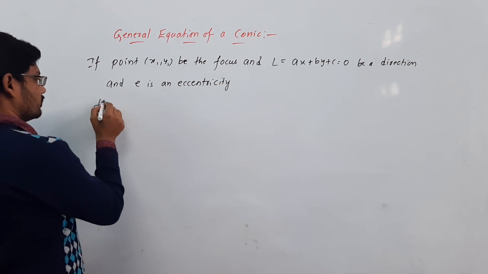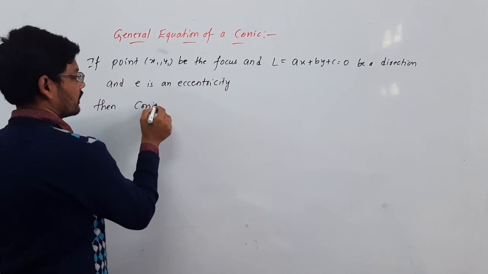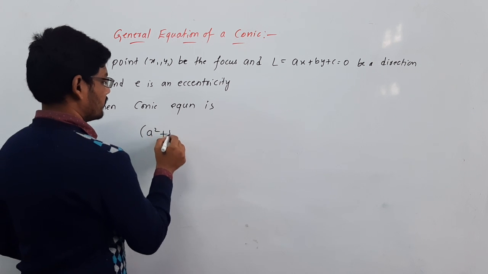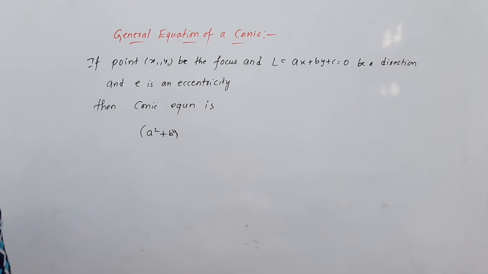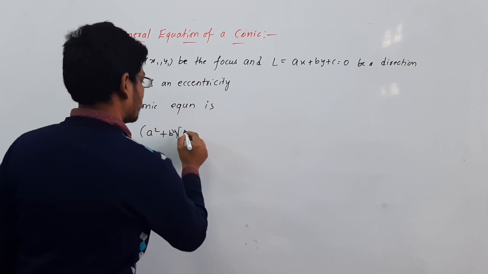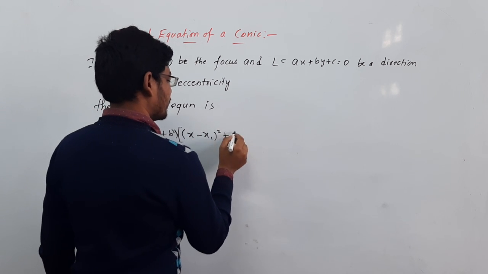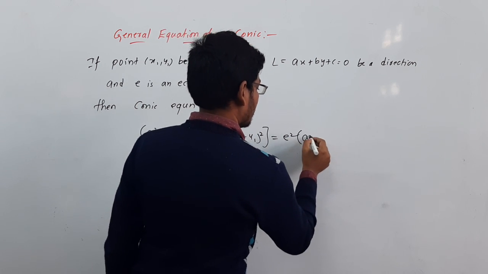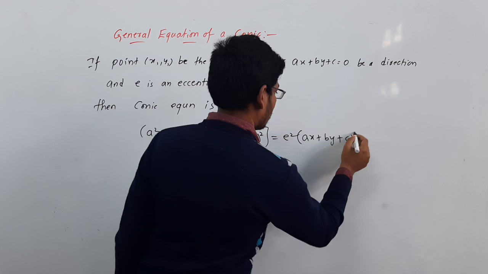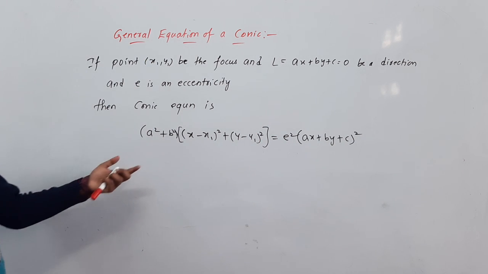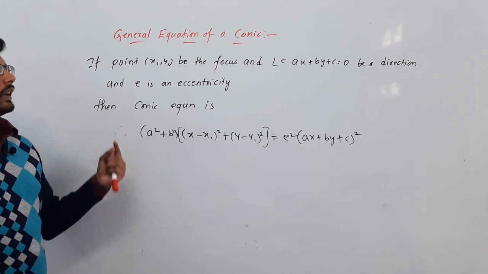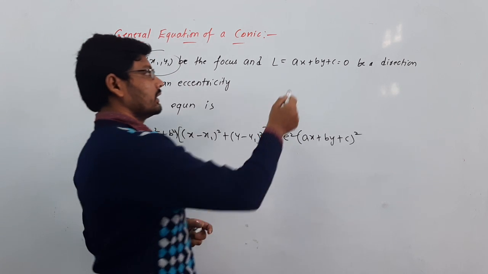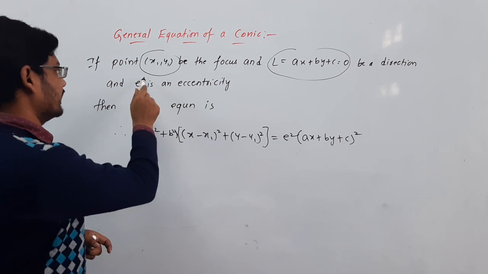then the conic equation is a square plus b square into x minus x1 whole square plus y minus y1 whole square, that is equal to e square into ax plus by plus c whole square. This is the equation of a conic section when the focus, the directrix L and the eccentricity e are given.